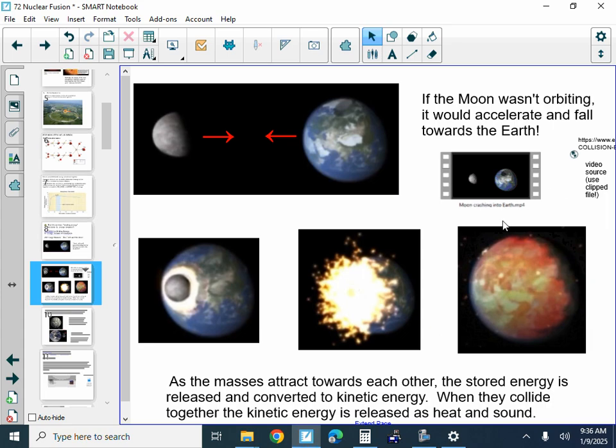I have a little animation here of the moon crashing into Earth if you want to see it. Just try to grab it quick enough here.